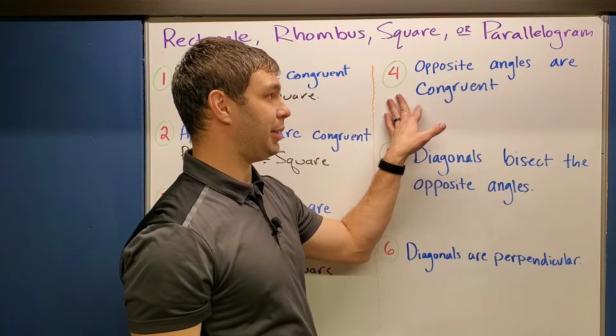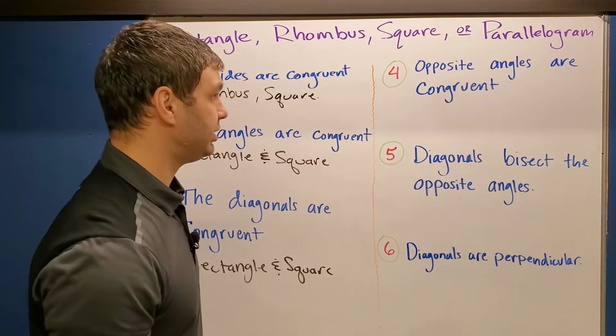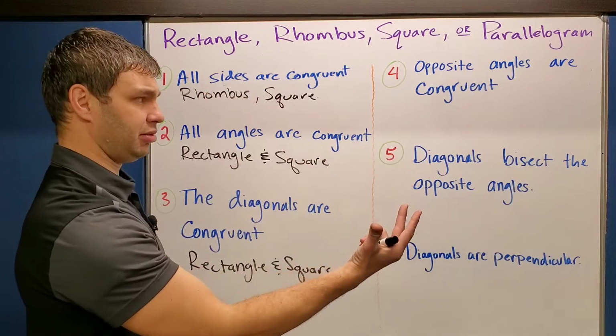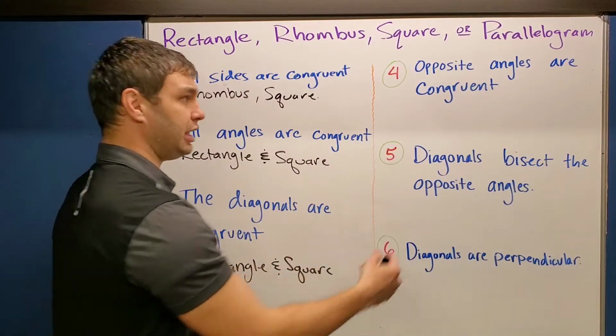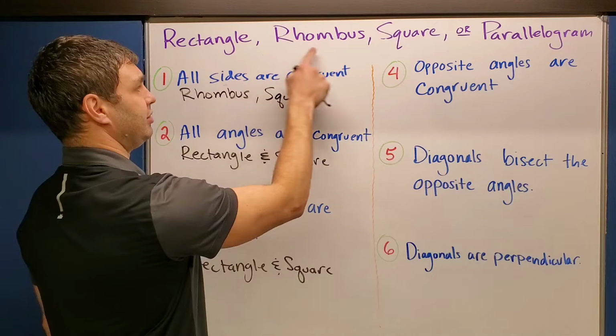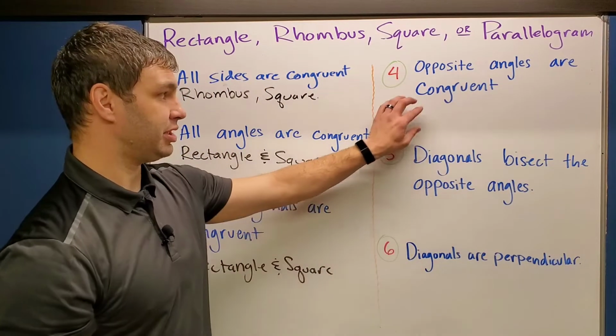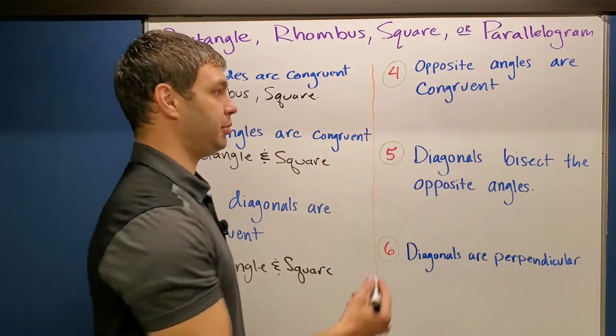Number 4 says opposite angles are congruent. If we think about these different ones, opposite angles are congruent. That's one of the definitions of a parallelogram. And since rectangles, rhombuses, and squares are all certain types of parallelograms, this one is going to be all 4 of those types up above.